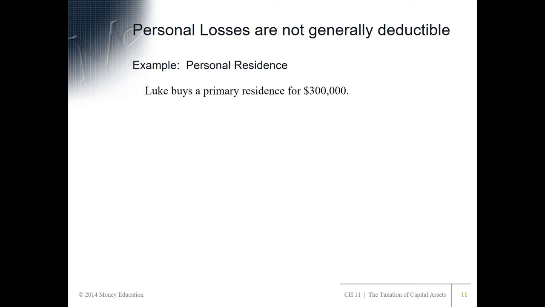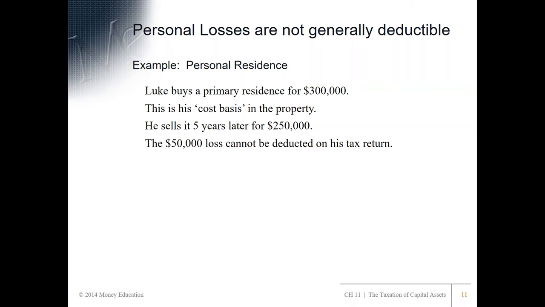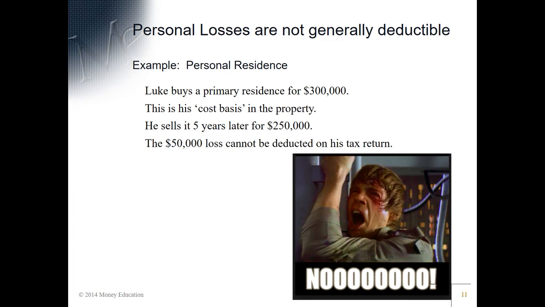So, example, you've got your personal residence, and we've gone over this before. Luke buys a primary residence for $300,000. This is his cost basis in the property. He sells it 5 years later for $250,000. Ouch. This $50,000 loss is painful enough, but now he can't even deduct it on his tax return. It's a realized loss, but not a recognized loss.